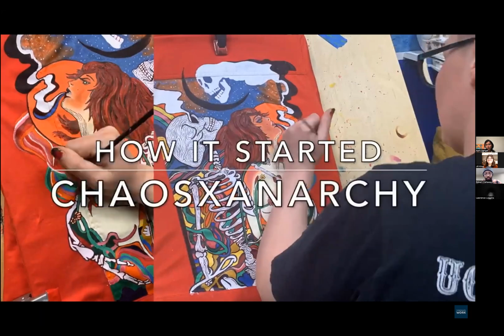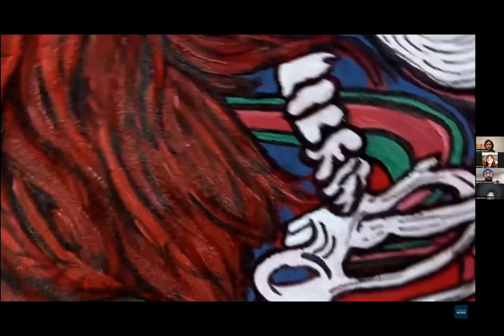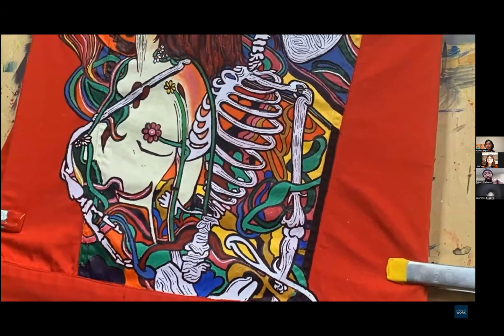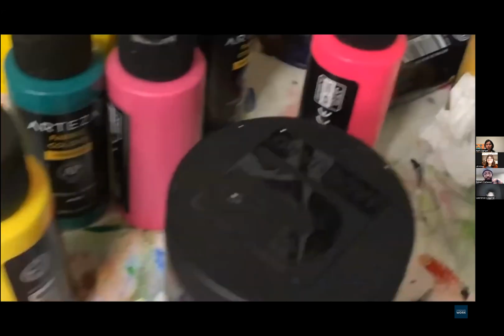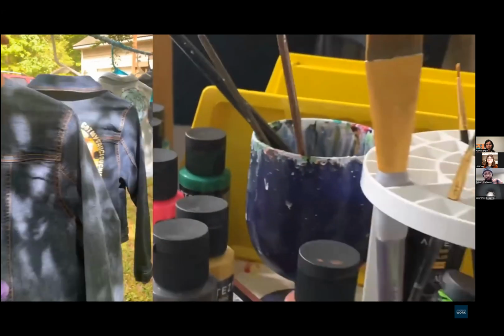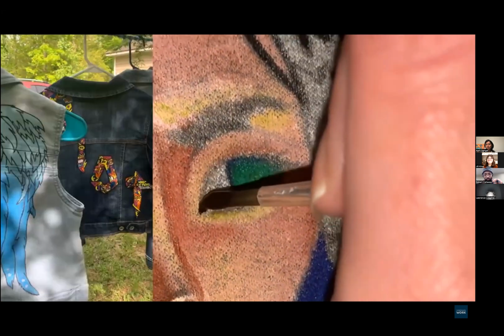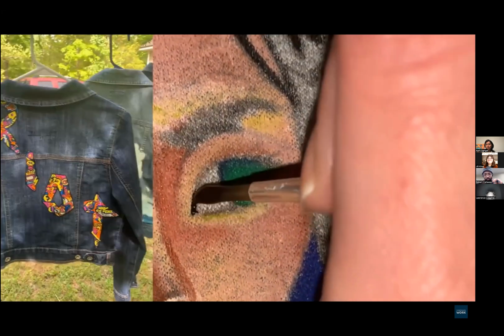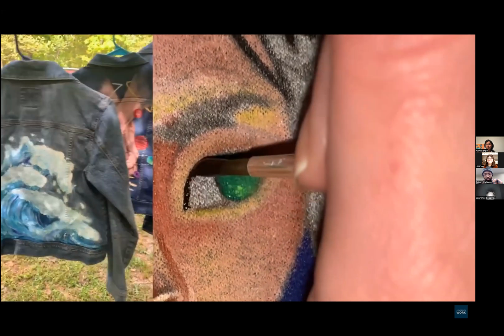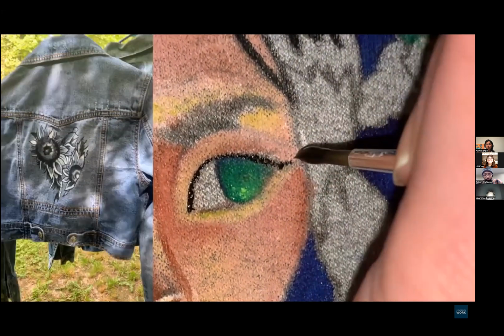I started Chaos and Anarchy 2 years ago when I finally realized that the only way I was ever going to find the kind of jacket I was looking for was if I made it myself. Operating without the proper user manual, I just started painting. My whole life felt like that, as if I was operating without the proper user manual, trying to fit in with the humans, only to find myself on the sidelines watching the game. It wasn't until I turned 30 that I learned the truth about who I was.